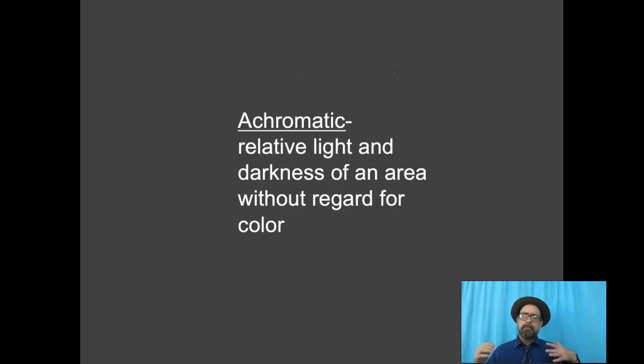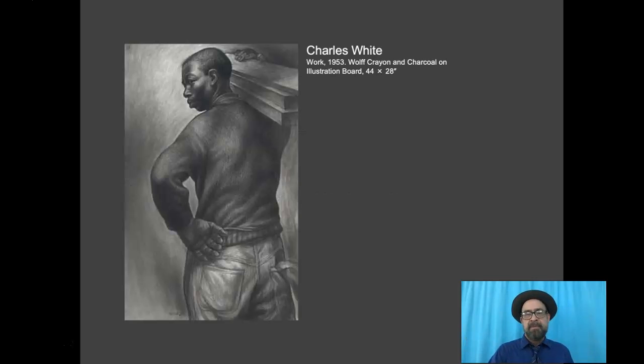Achromatic. Relative light and dark of an area without regard for color. Achroma, without color. So this just essentially means black and white. Why would we want to leave color out? Well, sometimes color gets in the way. Sometimes color has a way of asserting itself, symbolically, emotionally into the work, and sometimes removing it allows us, again, to see the other elements more clearly.